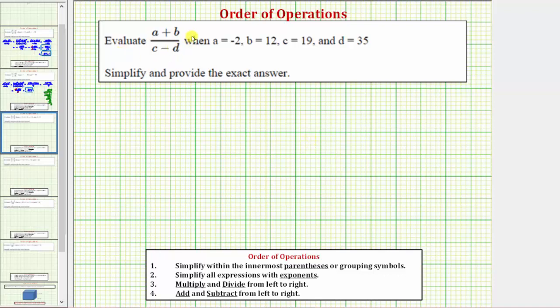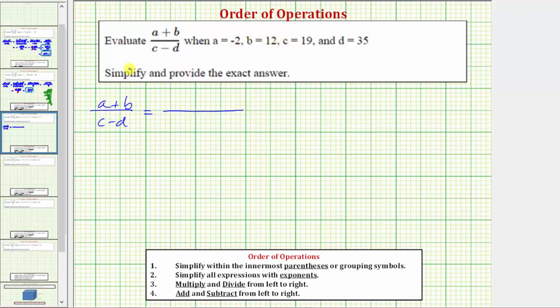We want to evaluate the given expression when a equals -2, b equals 12, c equals 19, and d equals 35. To do this, we'll perform substitution and then evaluate the expression using the order of operations. The given expression is the quantity a plus b divided by the quantity c minus d. When performing the substitution, we'll put parentheses around the substituted values.